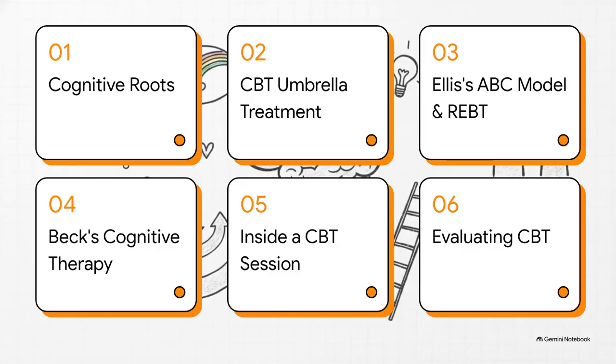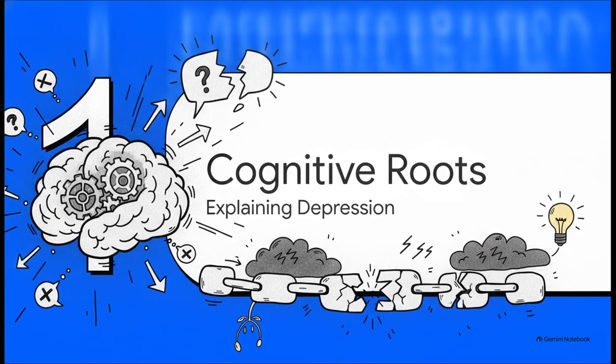Awesome. So, here is our revision blueprint for today. We're going to cover depression's cognitive roots, the CBT umbrella, models from Ellis and Beck, look inside an actual CBT session, and finally, evaluate the therapy. Let's jump into Section 1, Cognitive Roots, explaining depression.